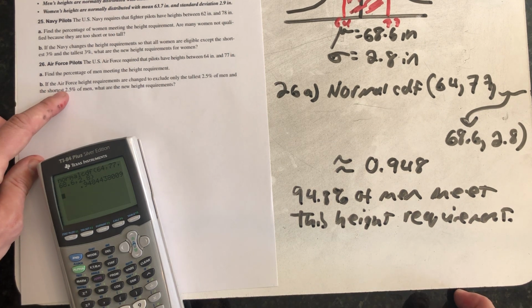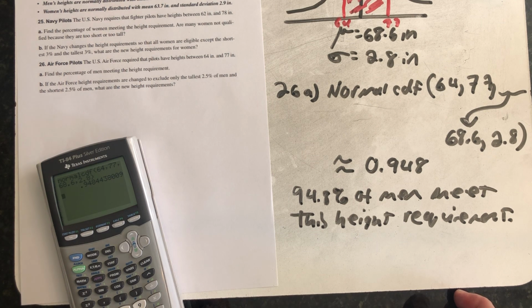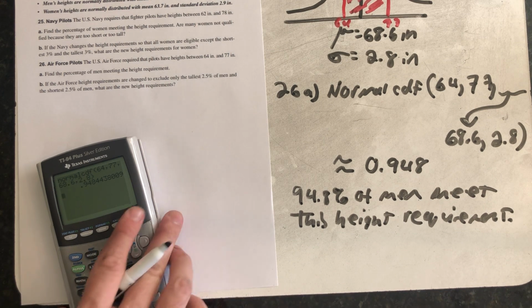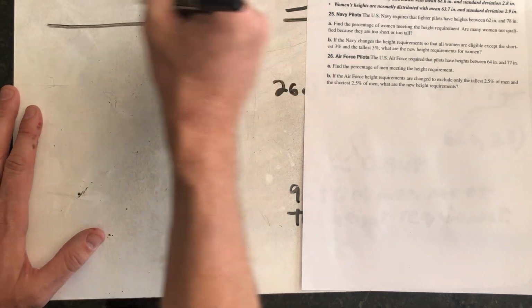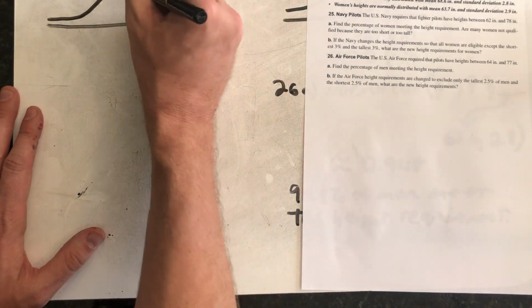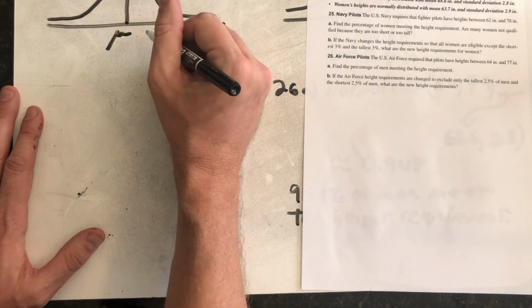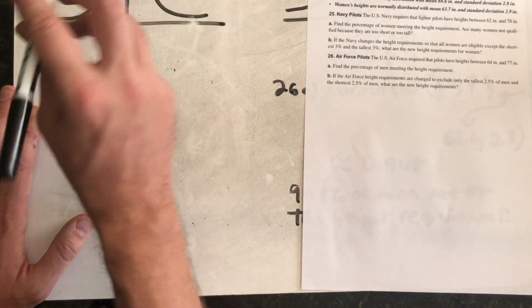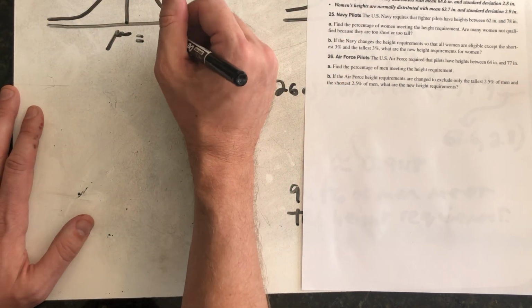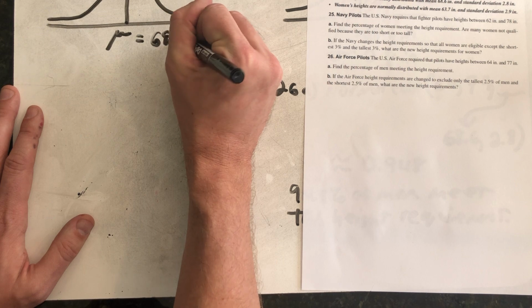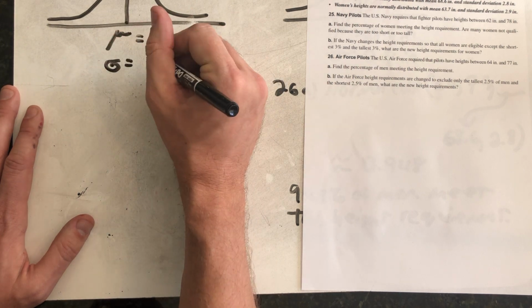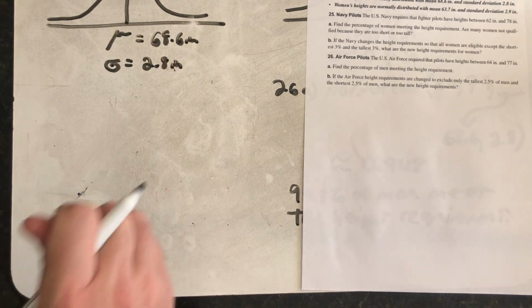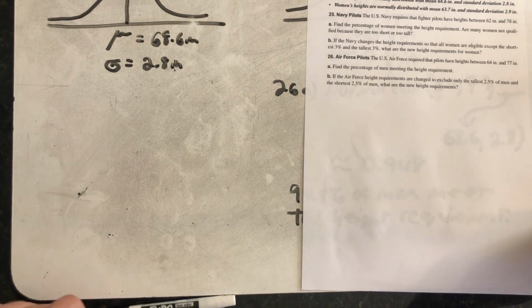If the Air Force height requirements are changed to exclude only the tallest 2.5% of men and the shortest 2.5% of men, what will be the new height requirements? So in part B, we're asked to find new height requirements. The mean, still looking at the distribution of men here. 25 has you use the distribution information given for women. 68.6 inches and a standard deviation of 2.8. We're supposed to exclude the bottom 2.5% and the top 2.5%.